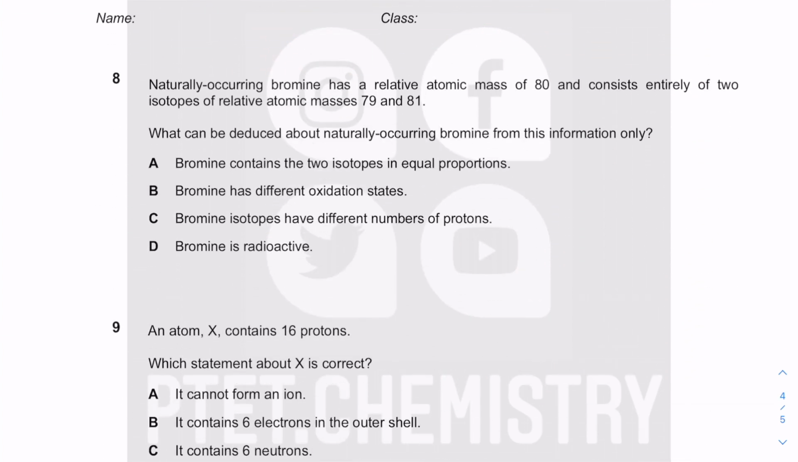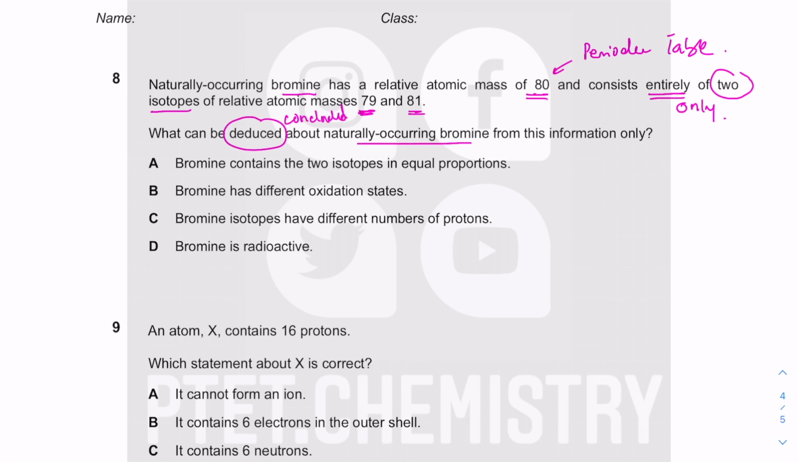Question 8. Naturally occurring bromine has a relative atomic mass of 80. So this is from your periodic table. And it consists entirely, or you can say only, of two isotopes. Okay, the relative atomic masses are 79 and 81. And then what can be deduced? Deduced means what can be concluded about the naturally occurring bromine from this information only.